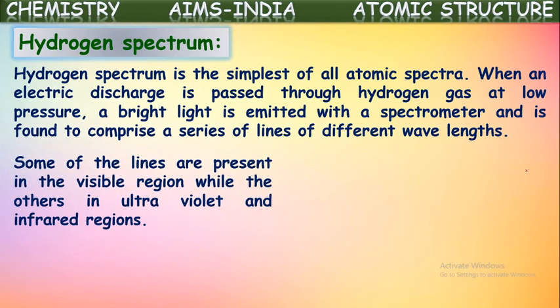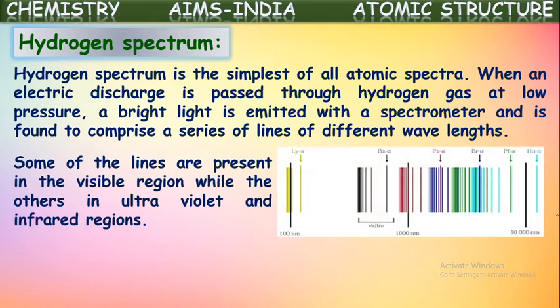Some of the lines are present in the visible region, while the others are in the ultraviolet and infrared regions. These lines will be observed in different regions: some in the visible region, some in the ultraviolet region, and some in the infrared region. We can see here different lines observed in the hydrogen spectrum. When energy is emitted by these hydrogen atoms, different lines are observed with different wavelengths, some in the visible, some in the ultraviolet, and some in the infrared region also.